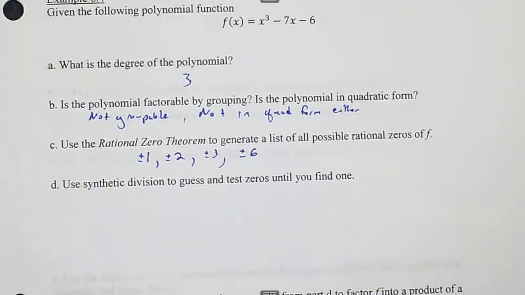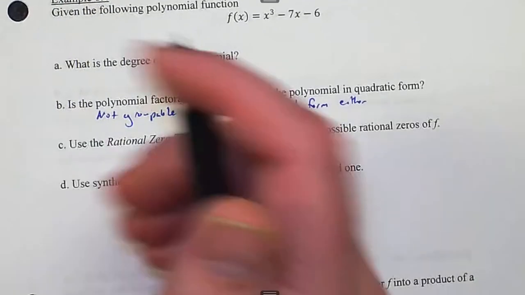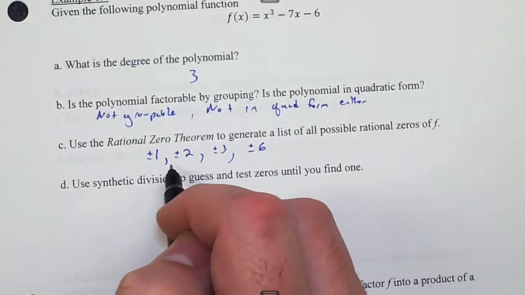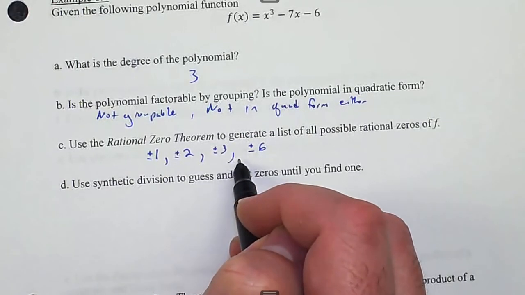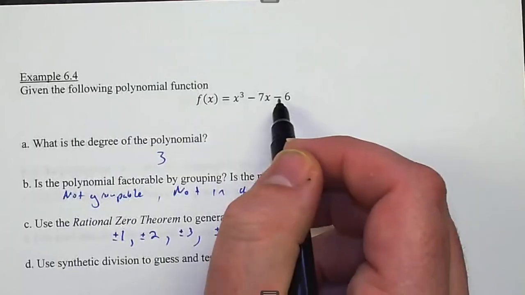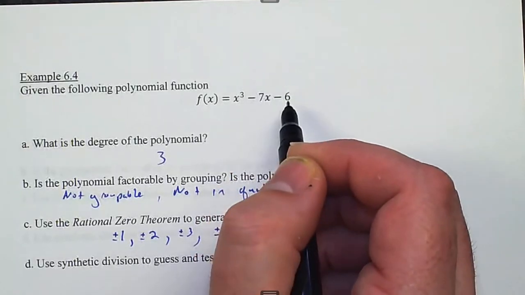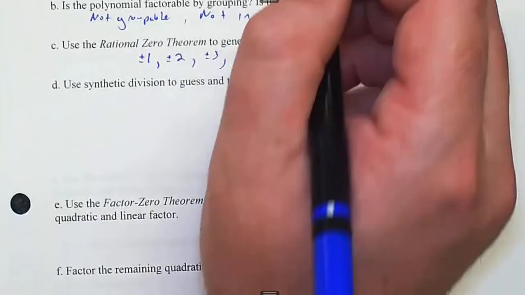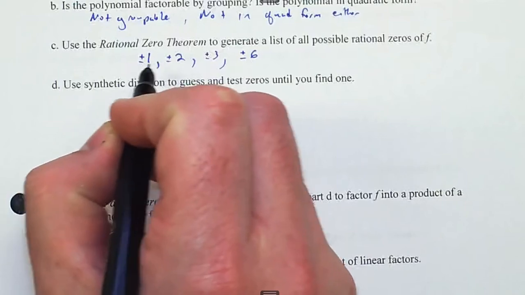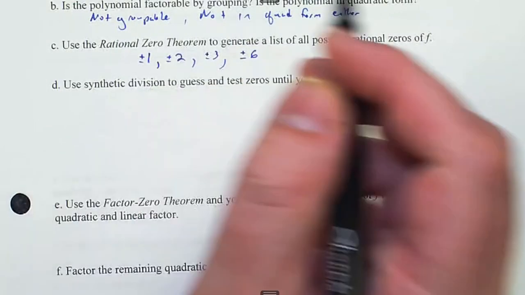However, 6 cubed is 216. 1 cubed is 1. Which one of those numbers is closer to 0? The chances that a number is a zero gets less and less likely as we move this way unless these coefficients here become very, very big. Okay? So I'm always going to start with the smaller magnitude numbers. Okay? So here's what we're going to do. We're going to do synthetic division.